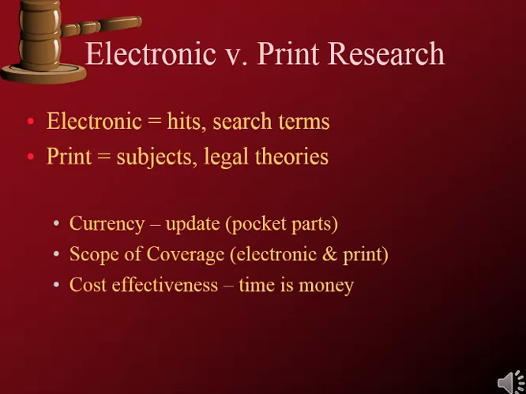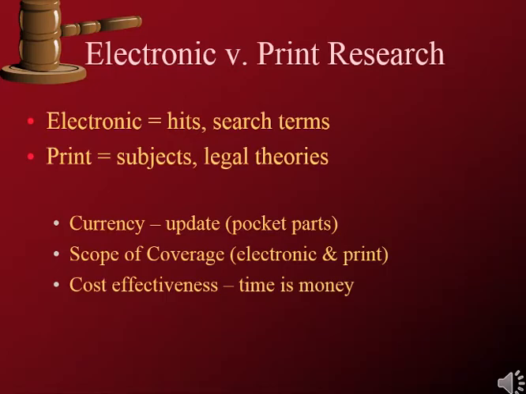In a print source, you could actually look up the term or subject contract, and they would have all these subcategories, including breach of contract. Because of the way that print sources are organized, sometimes they end up being a much easier starting point for beginning researchers. Keep in mind, anytime we're looking at print sources, we have to consider currency. Is the print source up to date? To update print sources, they use something called pocket parts, or sometimes softcover supplements.